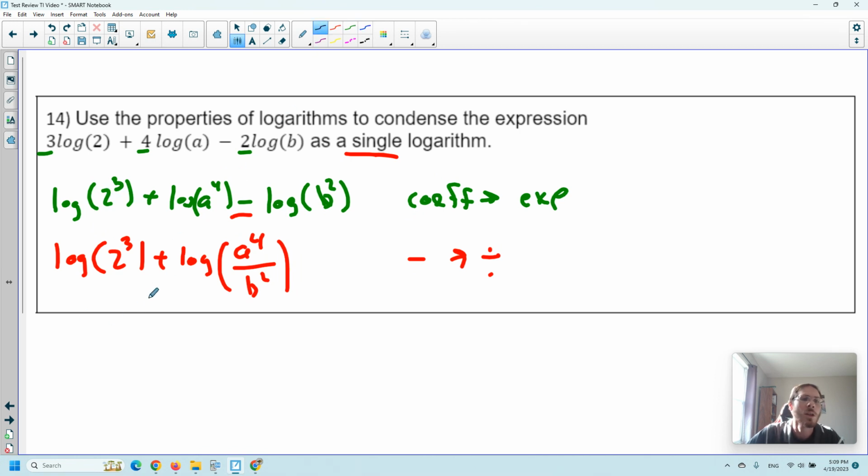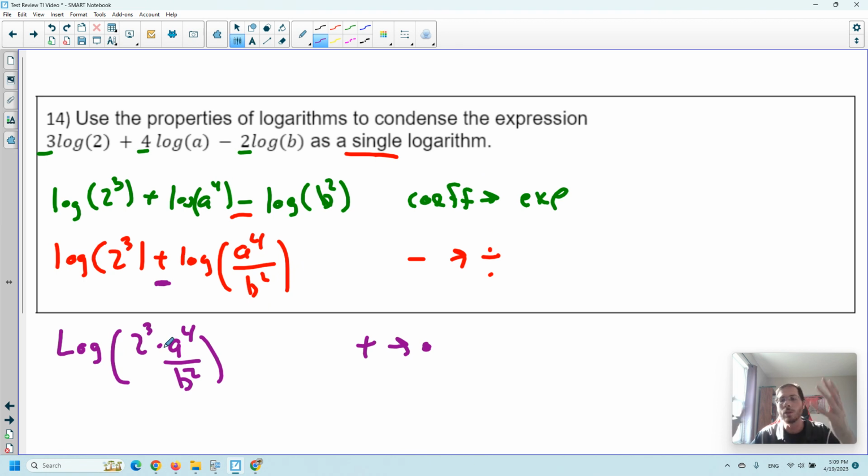I use purple. So then what we want to do is see we've got addition. So we're going to turn that into multiplication. So log 2 to the 3 times a to the 4 over b to the 2nd. And again, we did addition to multiplication. Now we got only 1 log left. That's really good. Last step we can do is we can simplify.